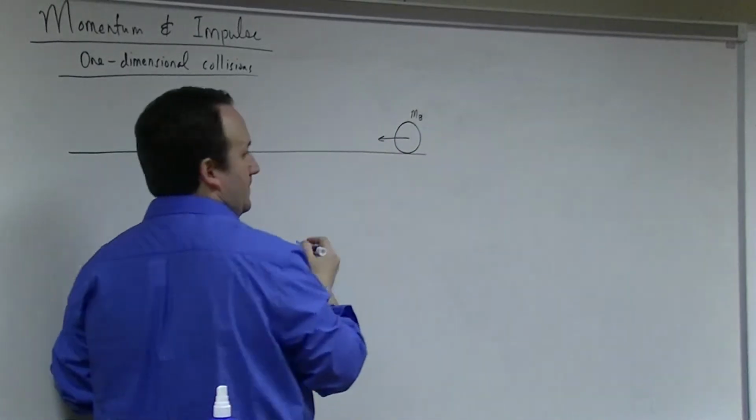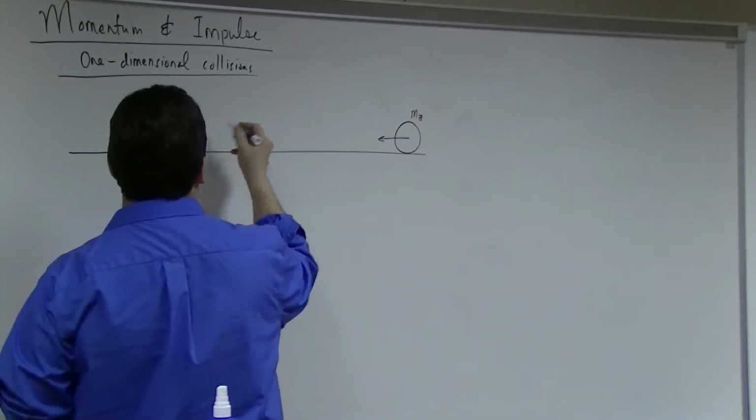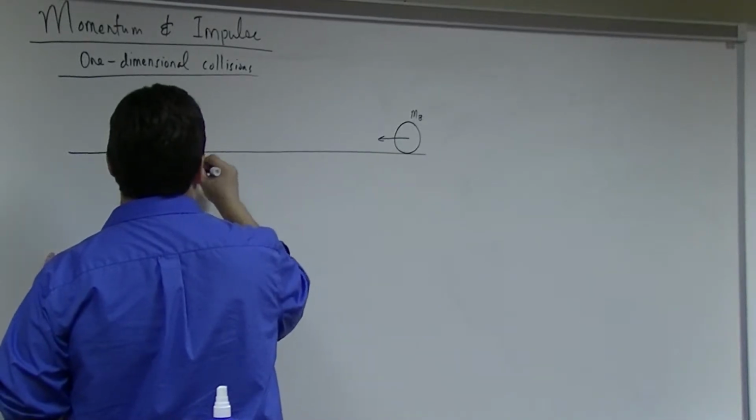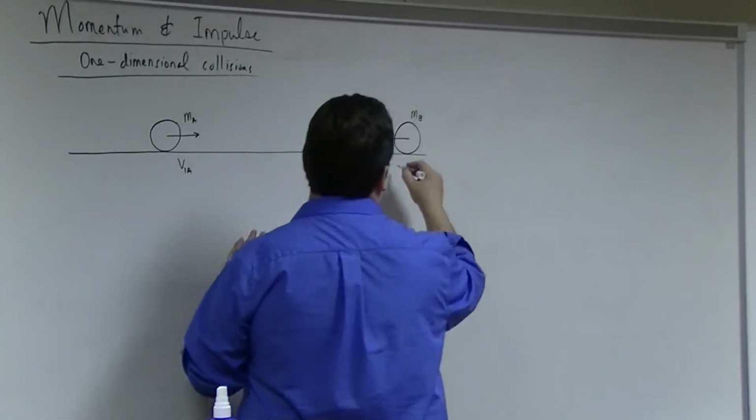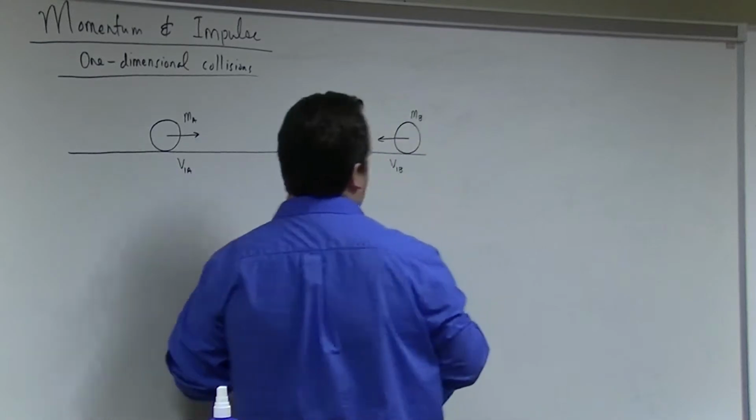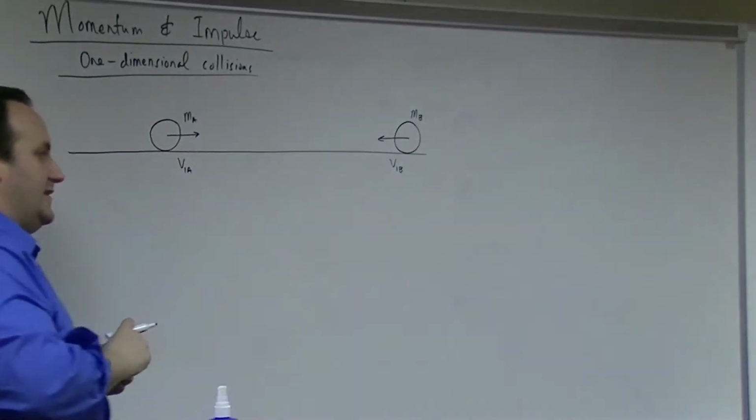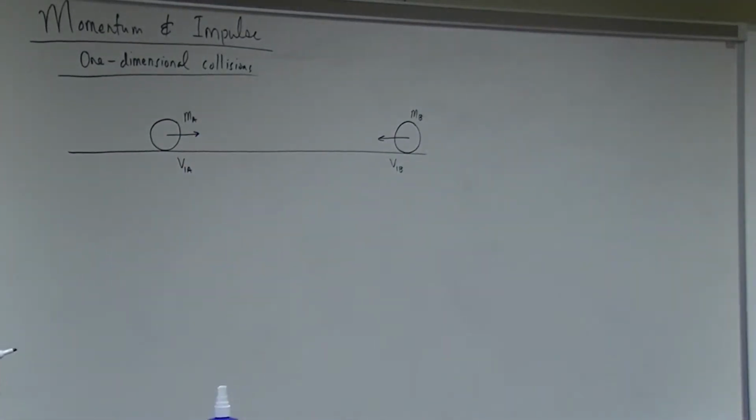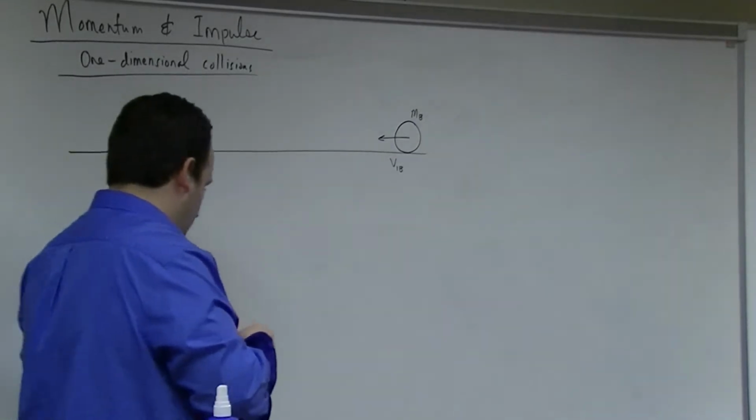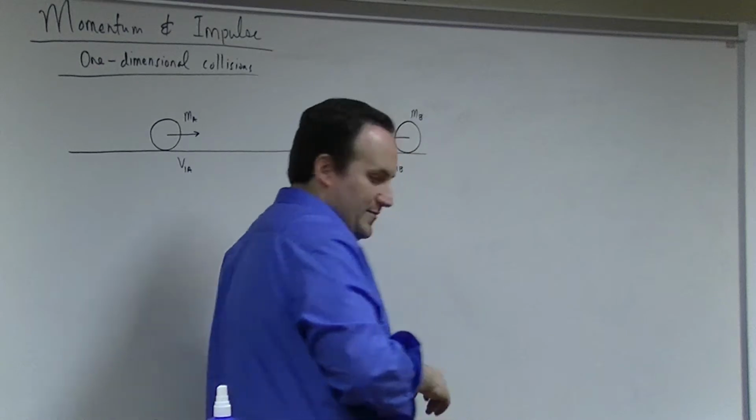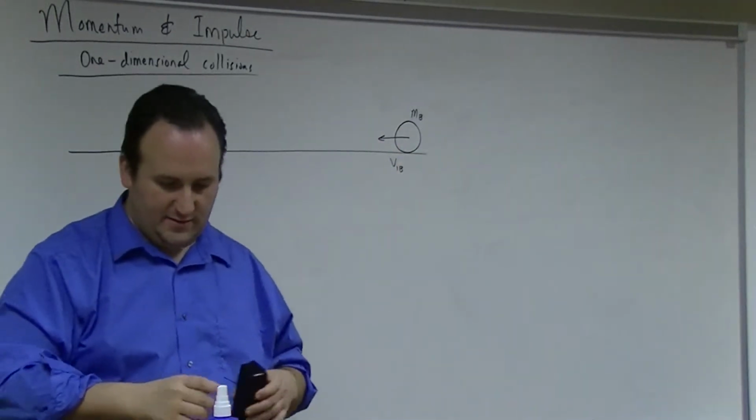And so I have V1A, and I have V1B as just the starting velocities. That's before. And then there's a collision, right? And that means that they come together, right?